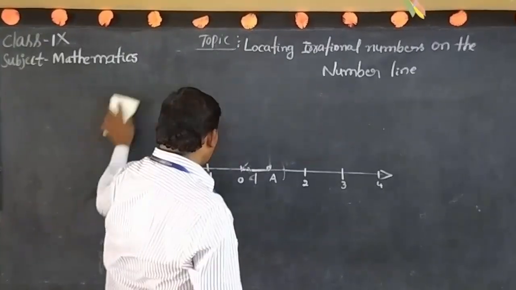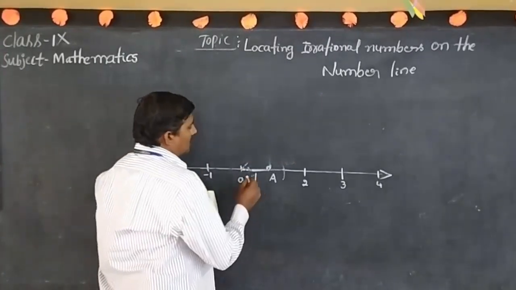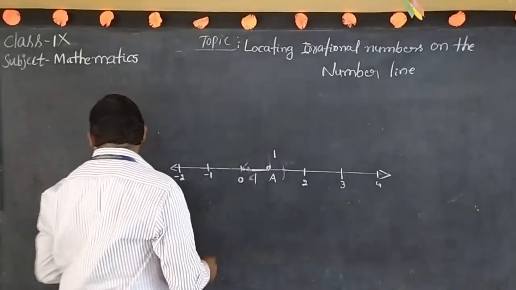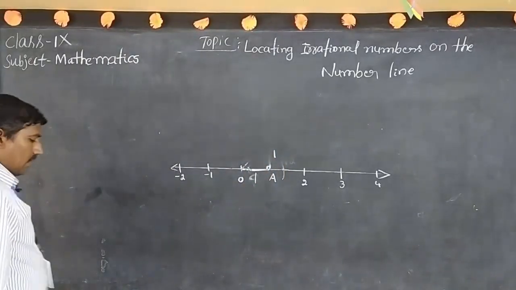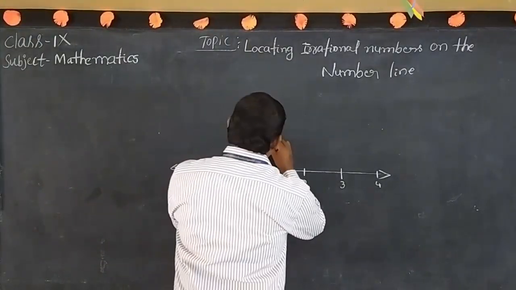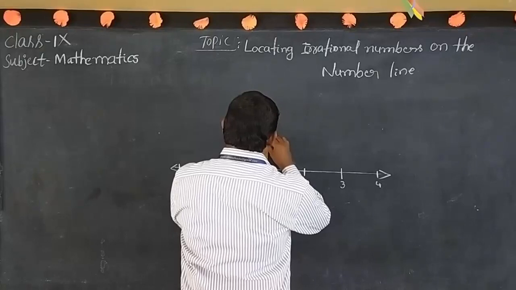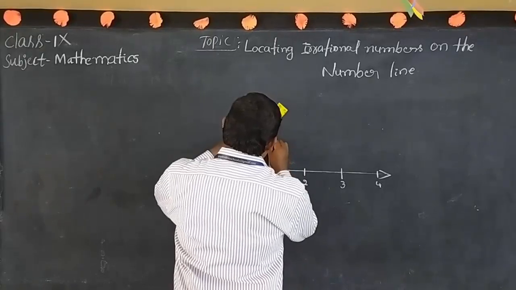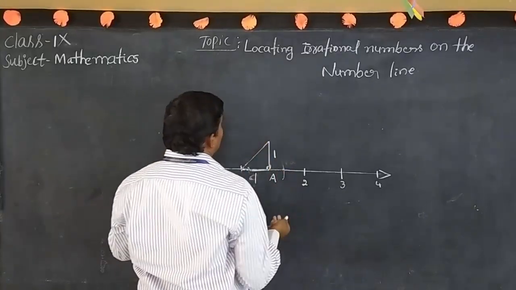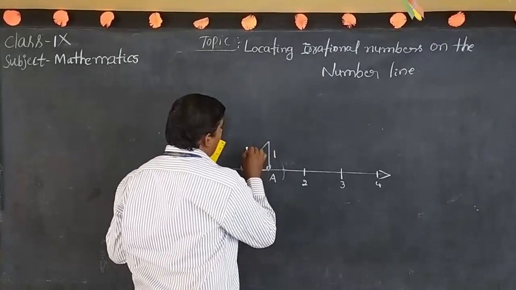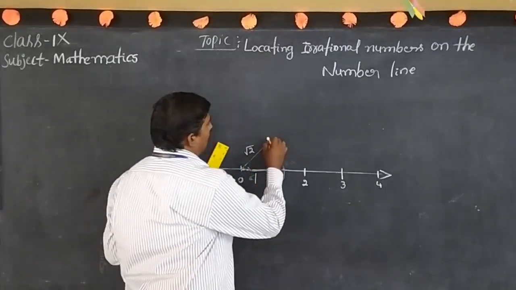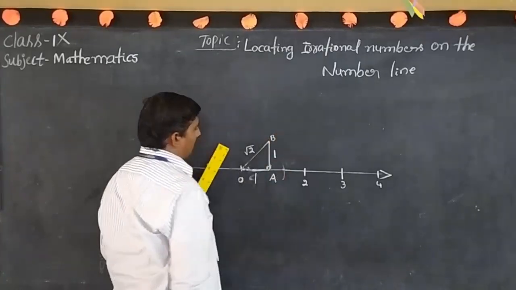Now only we took here 1 centimeter, here 1 centimeter, taking means we will get root 2 value. Okay, root 2 value. Like that only, irrational numbers, remaining numbers also possible. This is the value of root 2. OAB, this is the value of root 2.